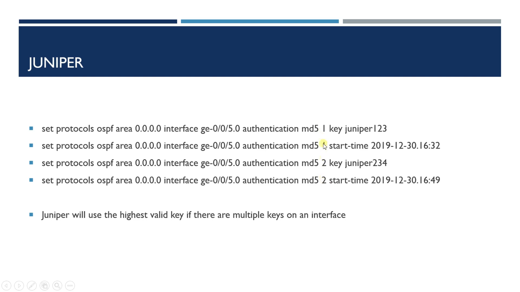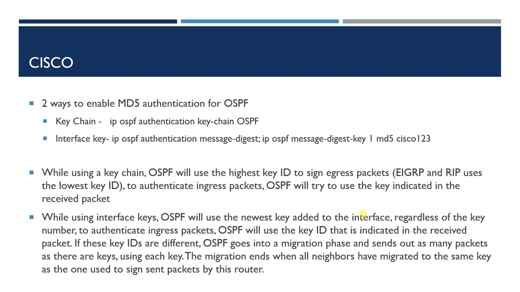Okay, so this is just a simple configuration on how to do it on Juniper, and I'll take you through how it works and some of the show commands on the command line. Now with Cisco, we're actually going to have a Cisco router and a Juniper router, and they're going to peer and have a neighborship.